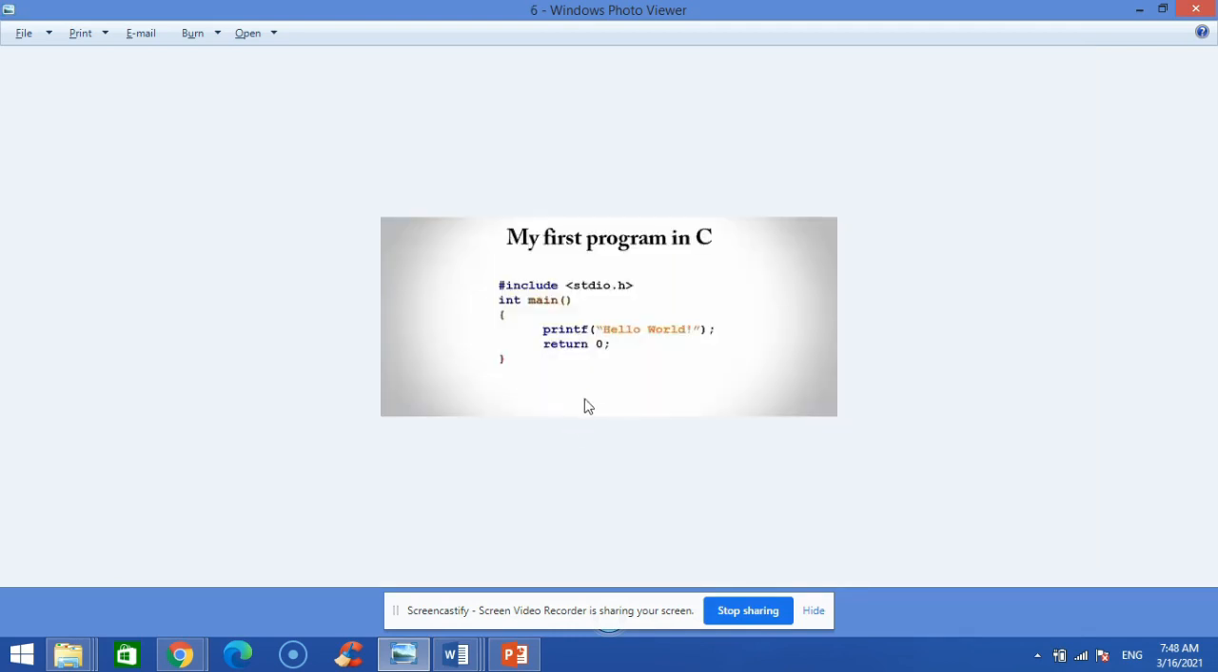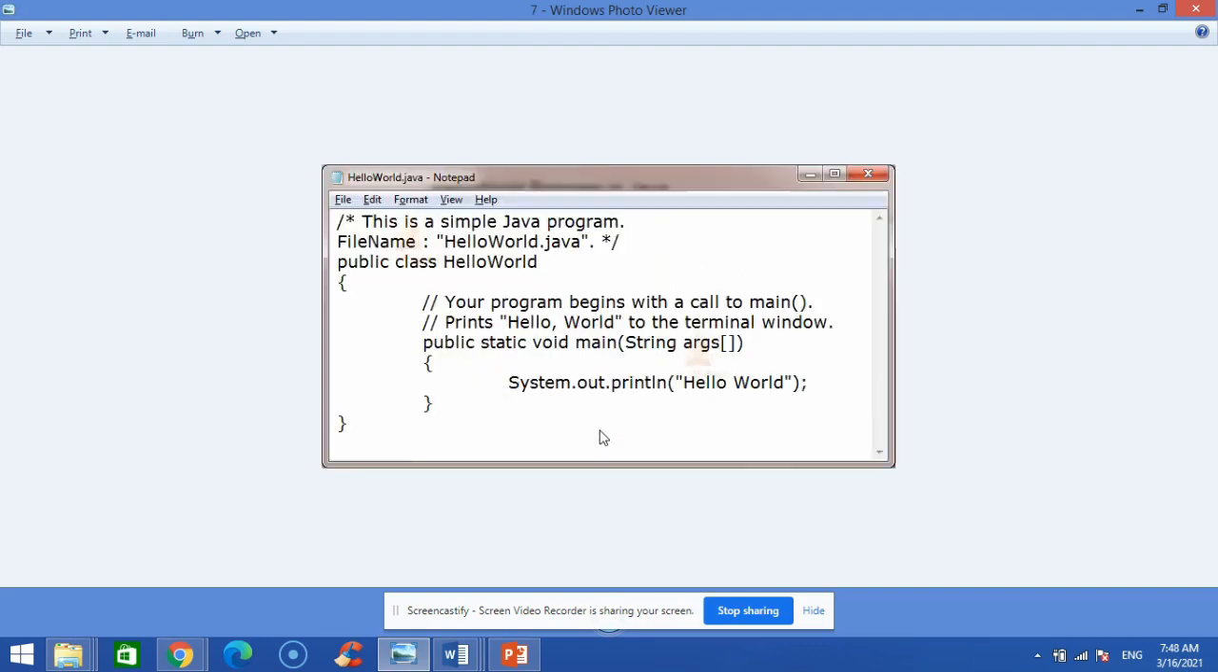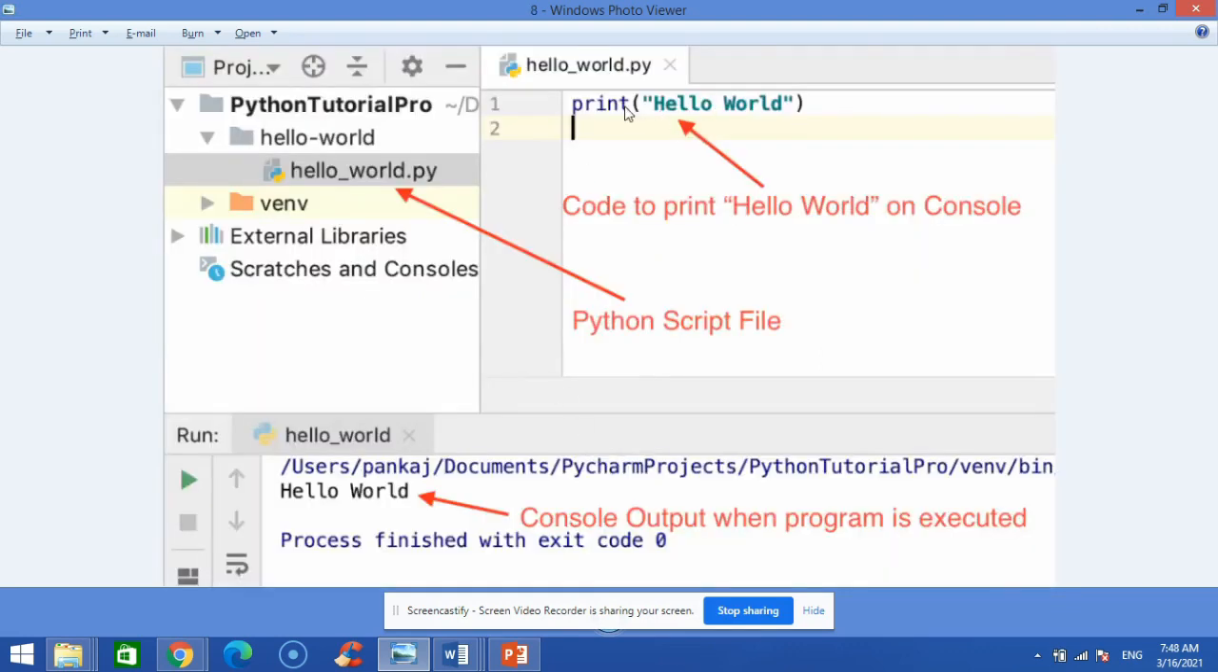This is a simple example of a Hello World program in C language. That's how we write in C language. The same program in Java, we will write like this. And in Python, we will write like this: print Hello World.